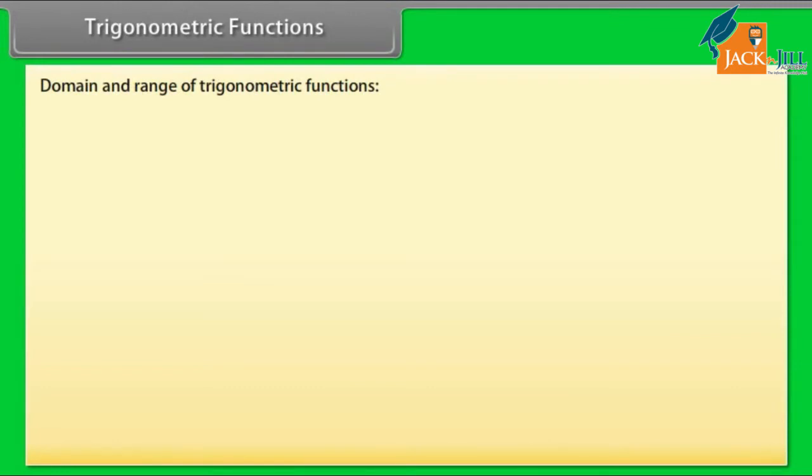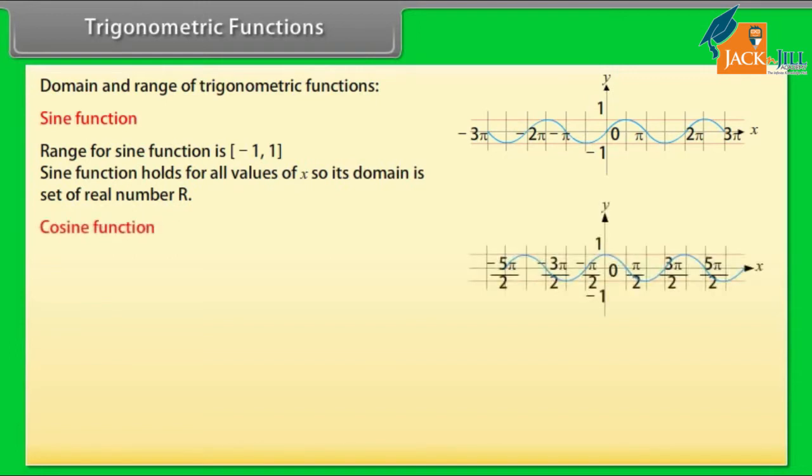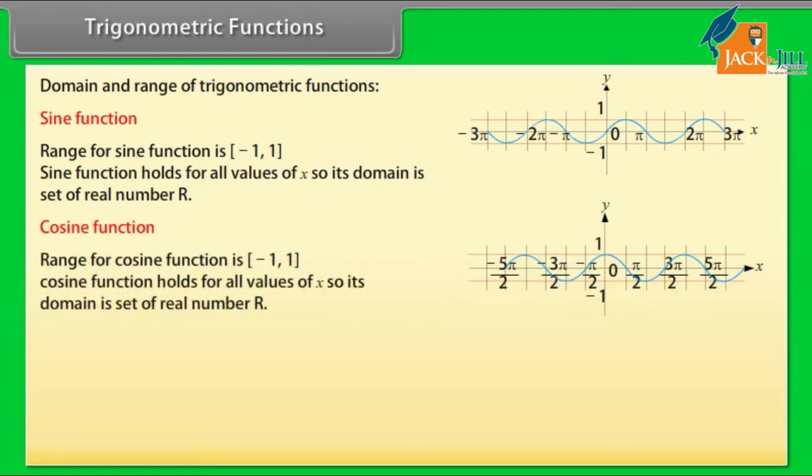Trigonometric functions. Domain and range of trigonometric functions. As we have studied earlier, an angle can be considered as a real number, so we denote the angle by x, not by theta. Sine function. Range for sine function is -1 to 1. Sine function holds for all values of x, so its domain is the set of real numbers R. Cosine function. Range for cosine function is -1 to 1. Cosine function holds for all values of x, so its domain is the set of real numbers R.